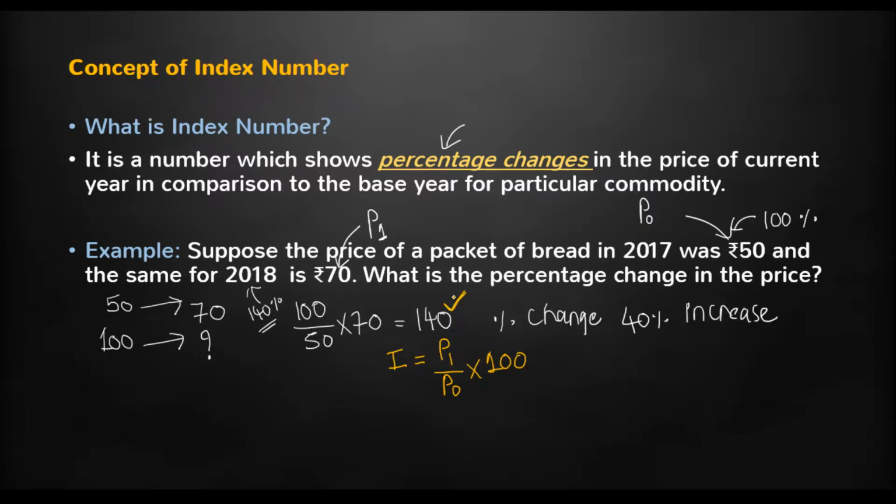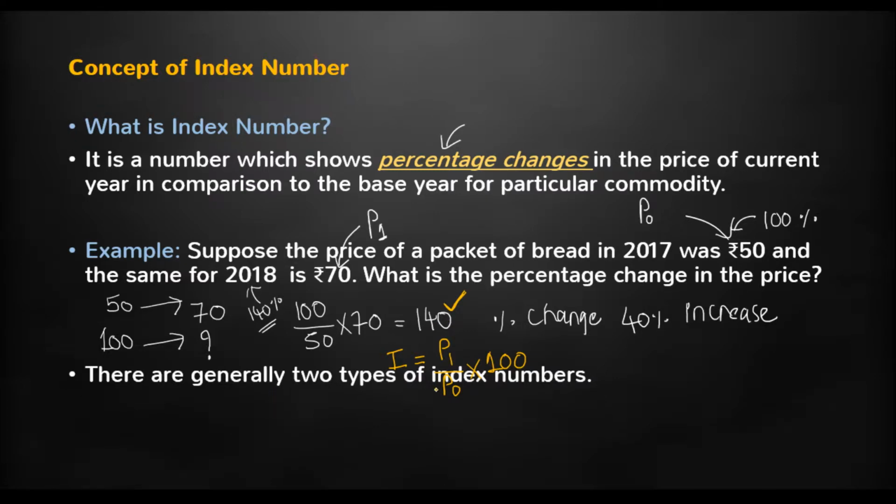The percentage is the default unit of index number, but in academic life we will not put any unit, because we presume that everybody knows that this 140 is actually 140%, and there is no need to put the percentage sign after the answer.